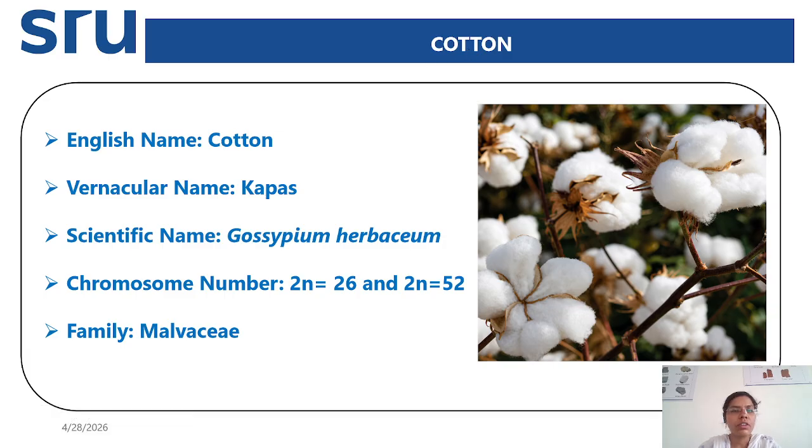In common words, it is called cotton. The vernacular name is kapas. The scientific name of cotton is Gossypium herbaceum. For chromosome number, in cotton we have diploids as well as tetraploids. The diploids have the chromosome number 2n equal to 26, whereas the tetraploids have 2n equal to 52. And it belongs to the Malvaceae family. So this is about some of the economic importance and some facts about cotton.